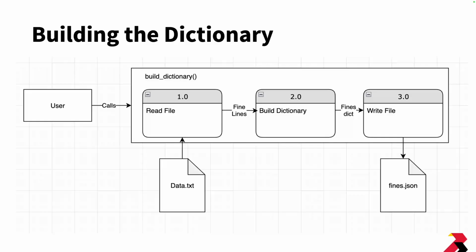Very high level, no details in here. You've already done that work in your problem formulations. So again, this is just the architecture. The dictionary is built properly, and then this dictionary goes into process 3, which writes the file into finds.json, okay? So again, very simple. The user basically calls the build dictionary function, which will read data from data.txt, build the dictionary, and write the file. Nothing else.